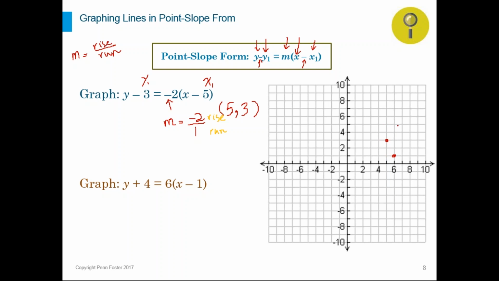We have (5, 3), that was from the equation, and from using the slope we were able to locate the second point, which in this case is (6, 1). So (6, 1) is the second point. So connect the points and you will have the straight line graphed on your coordinates. So here is the line.